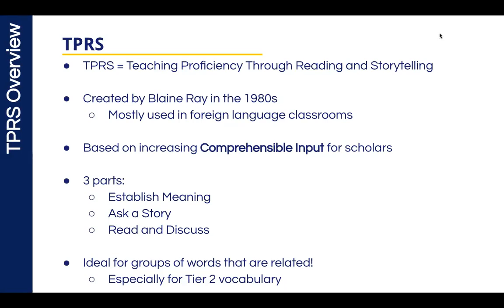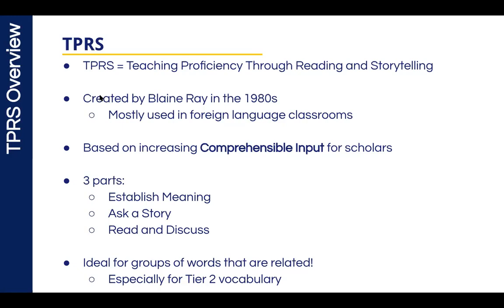And there's 3 parts of a TPRS lesson. Now, I do want to pause. A TPRS lesson, as I'm going to start calling this, is not like a 45-minute lesson that you are doing for your whole day. It's like 15 minutes of your class that you do to do vocabulary. And so the first part is always establishing meaning. Then you ask a story. We're going to talk about that a lot. And then you read and discuss, and that tends to lead into the rest of your lesson.